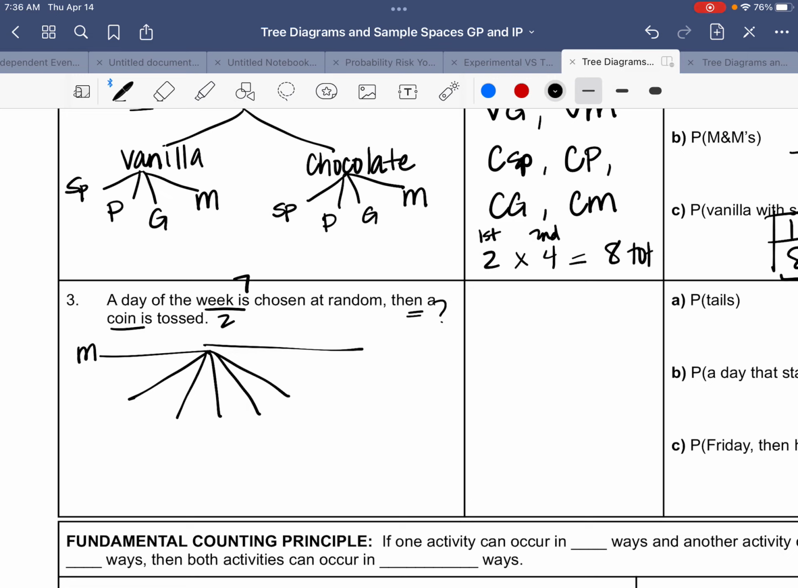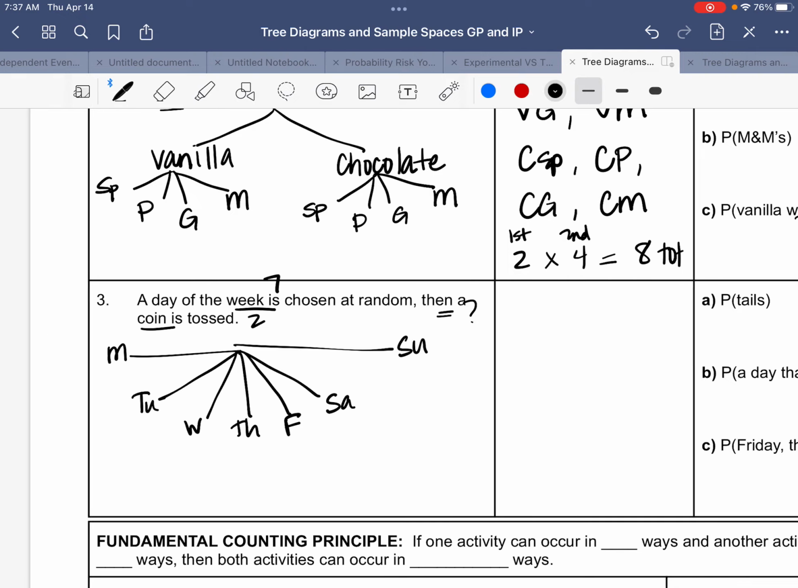My first day of the week, Monday. Then Tuesday, I'm going to write TU. Then Wednesday. Then Thursday, TH. Then Saturday, forgot Friday. Friday, Saturday, and then Sunday. So those are the days of the week.